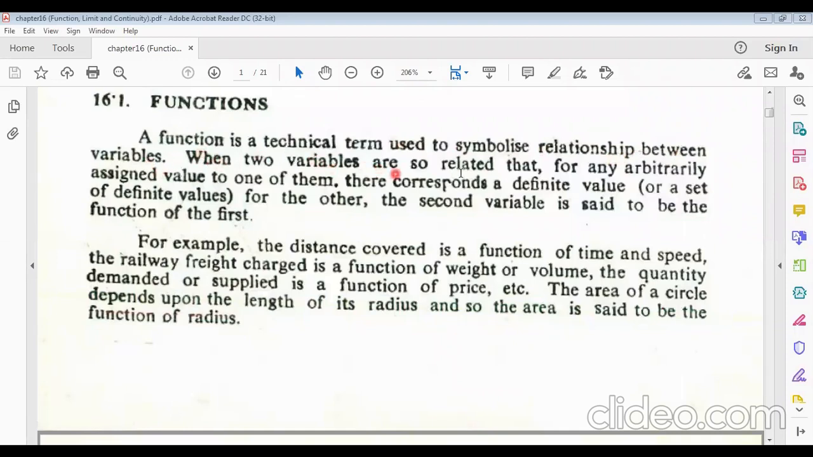When two variables are so related that for any arbitrary assigned value to one of them, there corresponds a definite value for the other, the second variable is said to be the function of the first. That means what is function? A function is a relation between two variables. You can write down now the definition. What will be the definition of function? A function is a relation between two variables. Okay, one variable is independent variable, another variable is dependent variable.